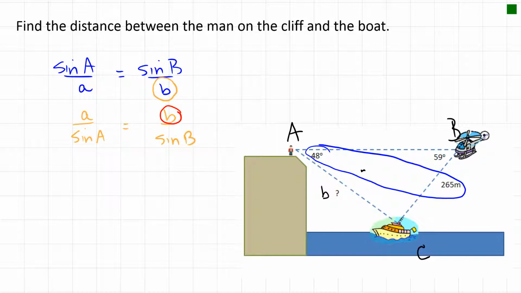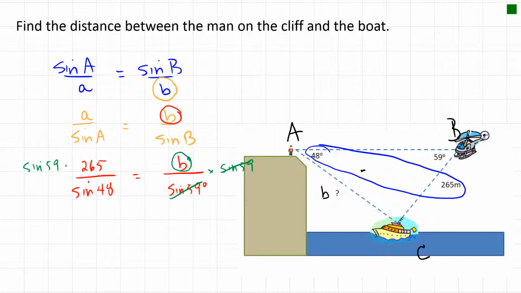So now I'm going to plug in my values. Little a is 265. The angle A is 48 degrees. b is the one we don't know, and sine B is the sine of 59 degrees. So if I want to get b all by itself, all I need to do is multiply both sides by the sine of 59. It will cancel on this side and show up on the other side.